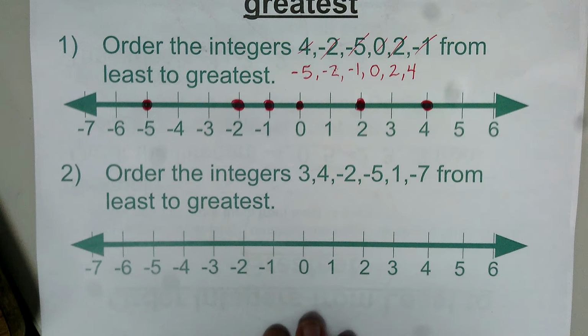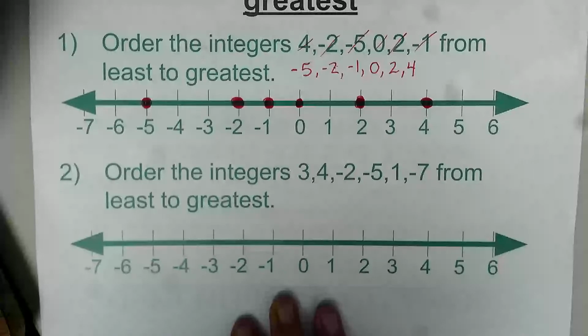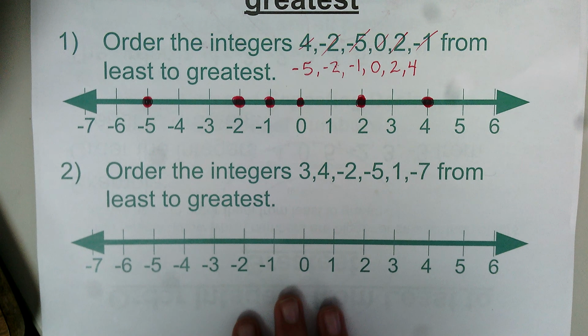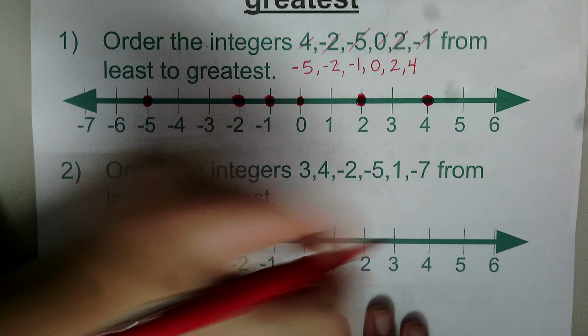We're going to do one more. It says order the integers 3, 4, -2, -5, 1, -7 from least to greatest. Okay, so I'm going to start with my 3.